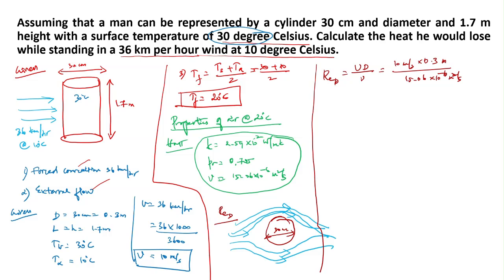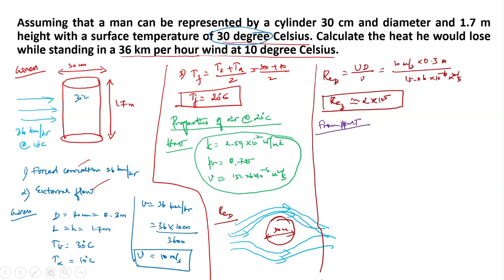So finally, after the careful substitution of this particular value, you may get the Reynolds number for the diameter, which is approximately 2 into 10 to the power of 5. So this is the Reynolds number. Next, we can find whether the flow is laminar or turbulent. With the help of the HMT data book, you may find the condition to find out the Nusselt number for particular conditions.